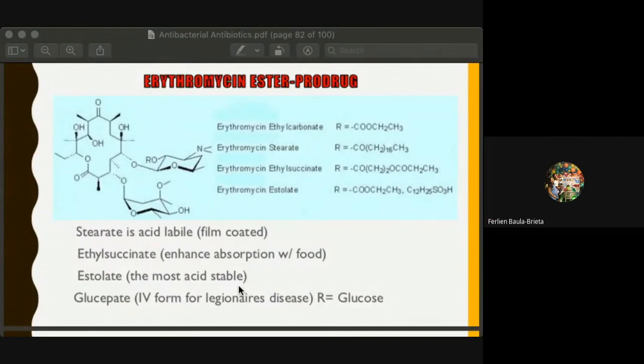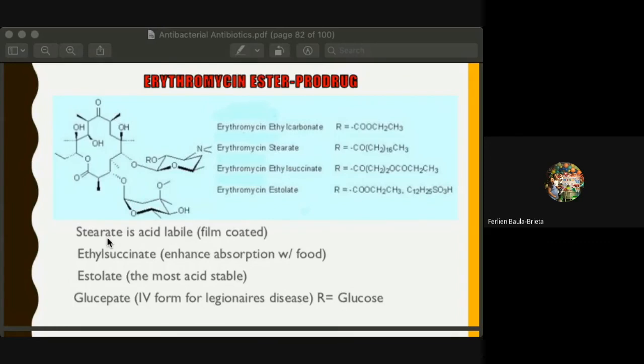Erythromycin can be formed as an ester. So it can be in ester formation to create a prodrug, or to coat it and to allow absorption in the intestine and not be degraded in the stomach. So that is possible. So we have here erythromycin ethyl carbonate, erythromycin stearate, erythromycin ethyl succinate, and erythromycin estolate. So these salts here, yan, they will help coat our erythromycin.